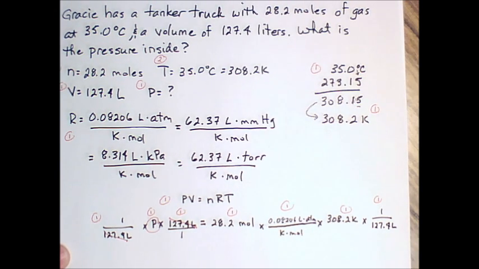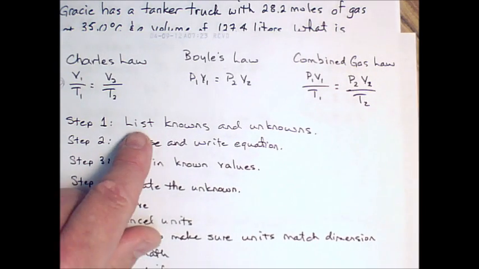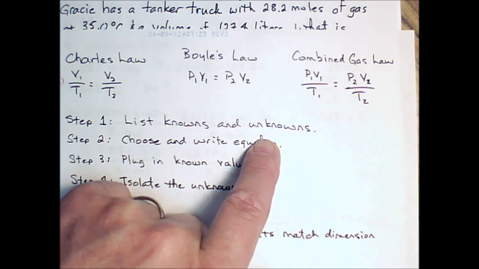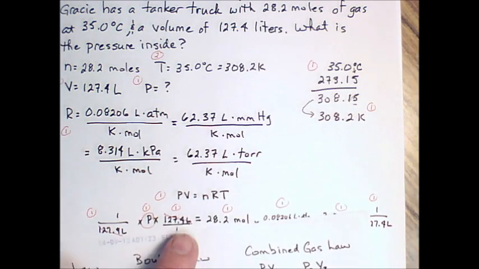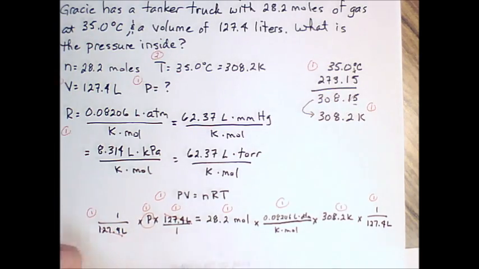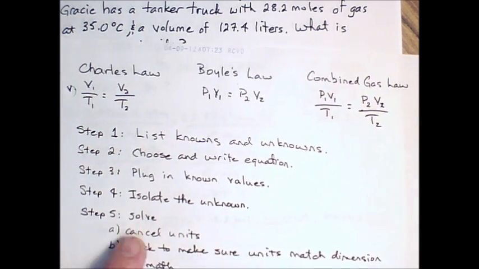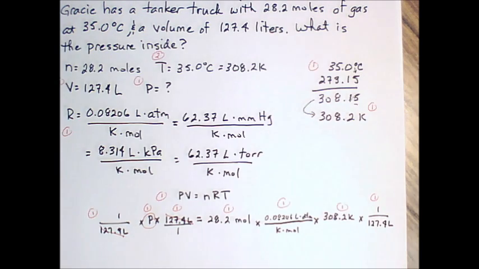Okay? Now we're ready to go about actually doing the solving step. So what we've done so far, we listed our knowns and unknowns. We chose and wrote the correct equation, PV equals nRT. We plugged in the known values. We plugged all those in there, and now we've isolated the unknown. We're ready to solve the problem. So our first step here is to cancel the units.